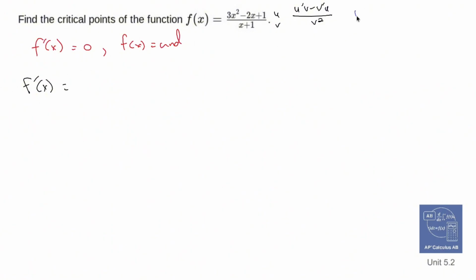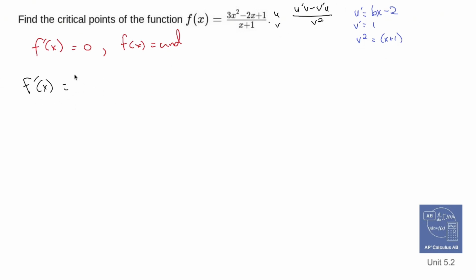U prime is going to be power rule, power rule, power rule. It's the derivative of the numerator, so 6x minus 2. V prime is going to be the derivative of the denominator, so just regular 1. And then v squared is going to be x plus 1 squared. So let's put it all together.